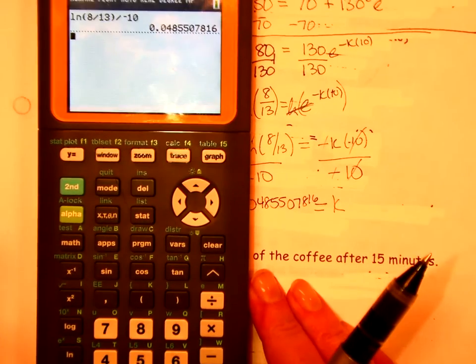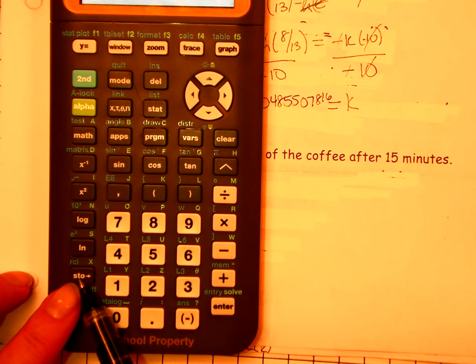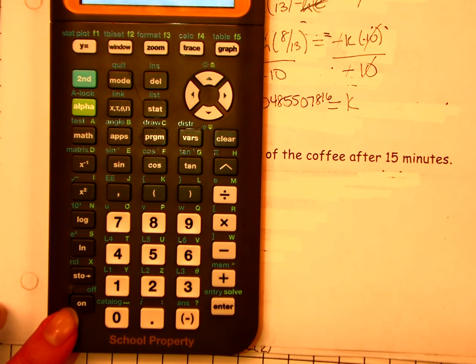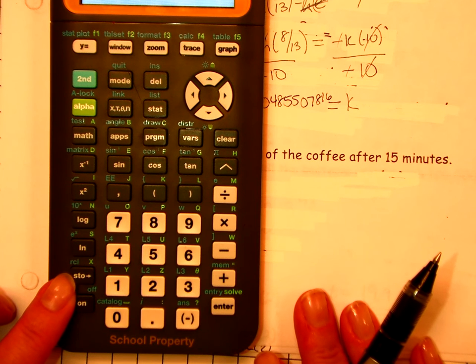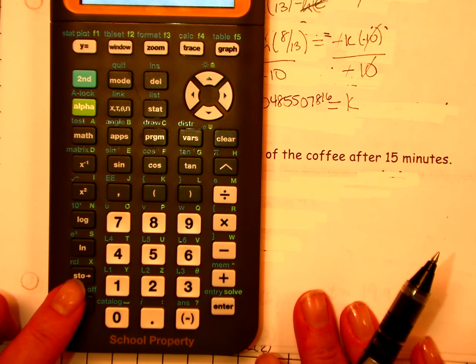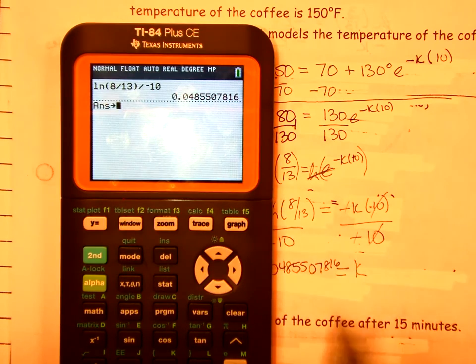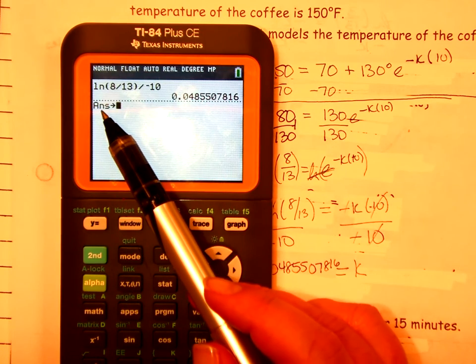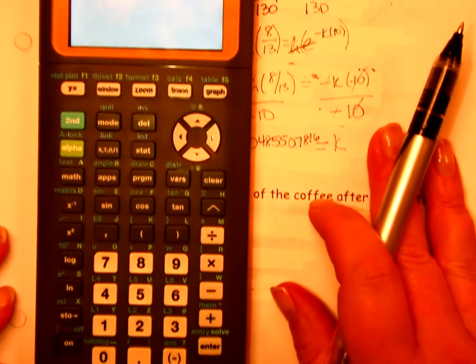Okay, so the way we do that is there's a store button, right? It's at the very bottom, right above the on button. It says STO. Okay, that's good. That will store your number to whatever letter you set it to. So I'm going to press STO. All right, and on the calculator it says answer arrow. Let's store that to the letter K.